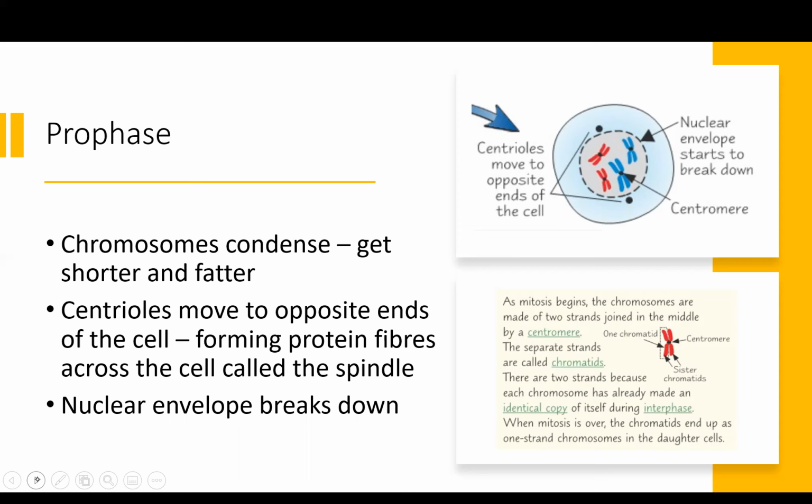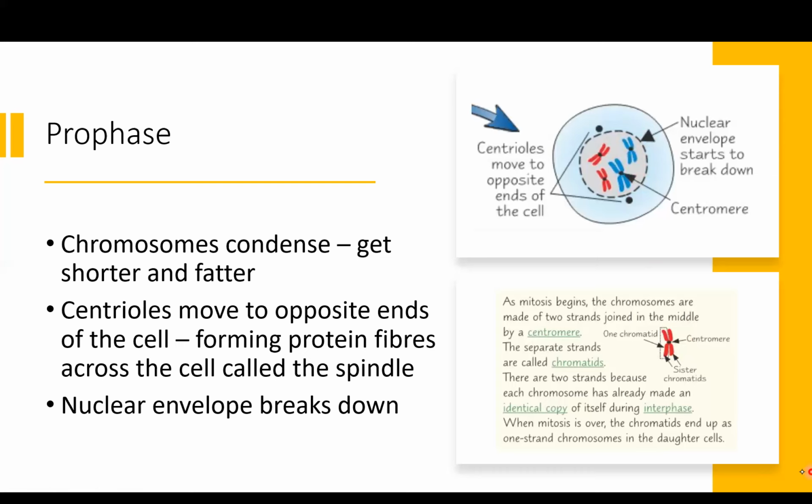Now I'm just going to focus in on the words that we're going to use for chromosomes during mitosis, because the names change in places. So when mitosis begins, your chromosomes are made up of 2 strands, and these 2 strands are joined in the middle by something called a centromere. So you can see that on both images here. We've got a centromere here in the center of the chromosome, and we've got the centromere here.